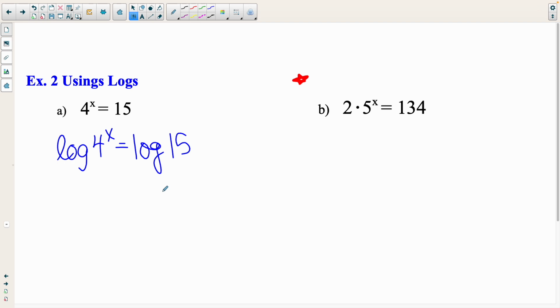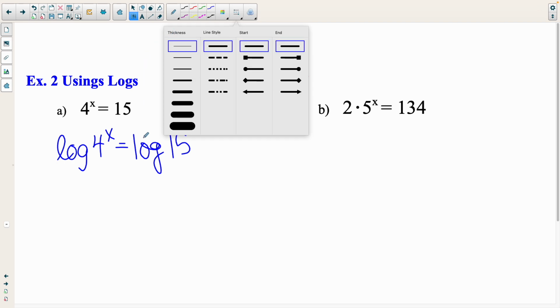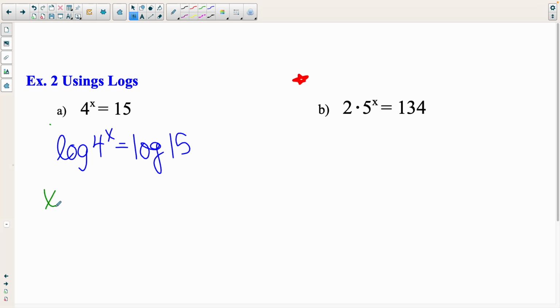Remember, it's an equation, so you do have to do the same thing to both sides. Now, what that allows me to do is to use the power rule, which is going to bring this exponent right to the front. So now I'm going to have x times the log of 4 equals the log of 15. Okay, and by picking the common log, that is on your calculator. So once we isolate the x, we'll have an exact answer, and then we can plug it right into our calculator using the log button.